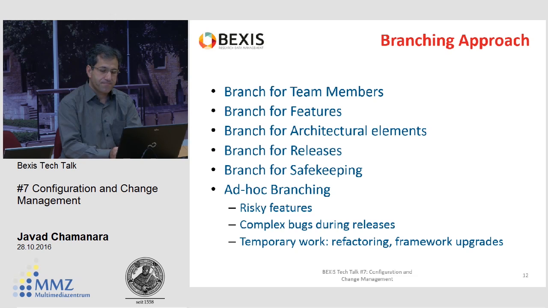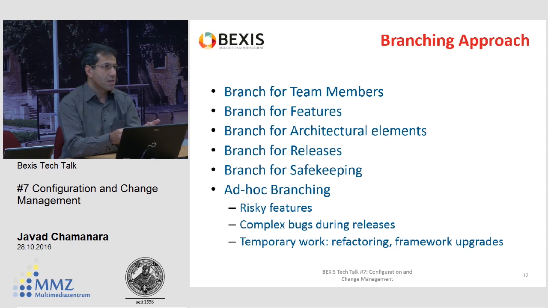One of the not really encouraged uses of branching is branching for safekeeping. Sometimes we just need to safekeep a released version of the software so that if needed later, we can reproduce it exactly as it was published. For example, in 2 years, if we need to go back to version 1 while now we are at version 10, there should be a way to reproduce version 1.